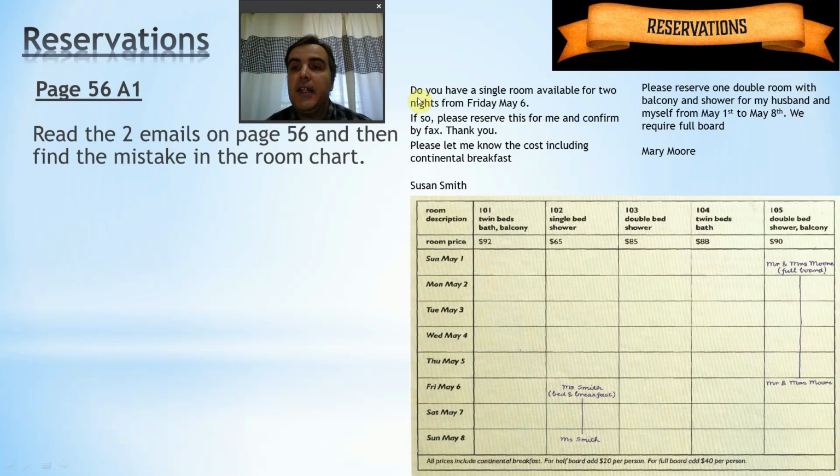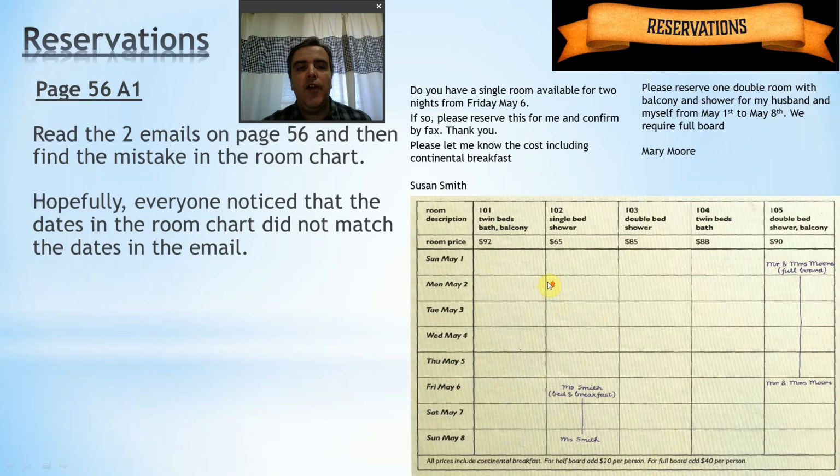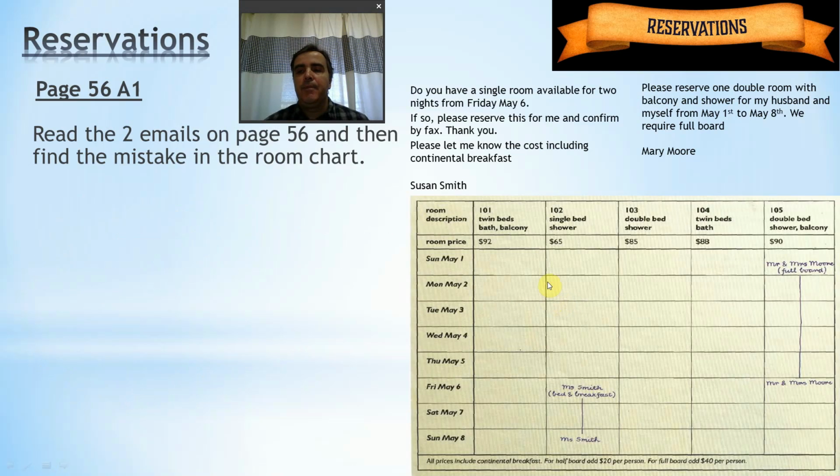Now the second email starts, please reserve 1 double room with balcony and shower for my husband and myself from May 1st to May 8th. We require full board. Mary Moore. So there we have the 2 emails. Here we have the room chart. Can you find the mistake? Look around.